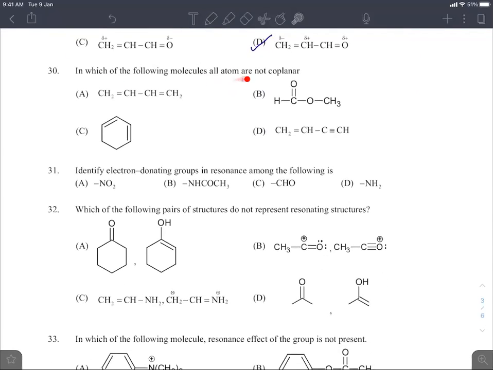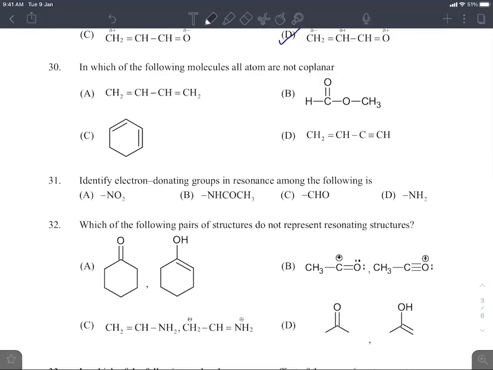Next, in which of the following molecules are all atoms in coplanarity? Always check out the hybridizations, that will help. 1, 2, 3, 4, all of them being sp2, which means everything is planar. So all atoms are planar here. Here this is sp3, sp3 to sp2 character, but here this is completely sp3. So it is definitely non-planar.